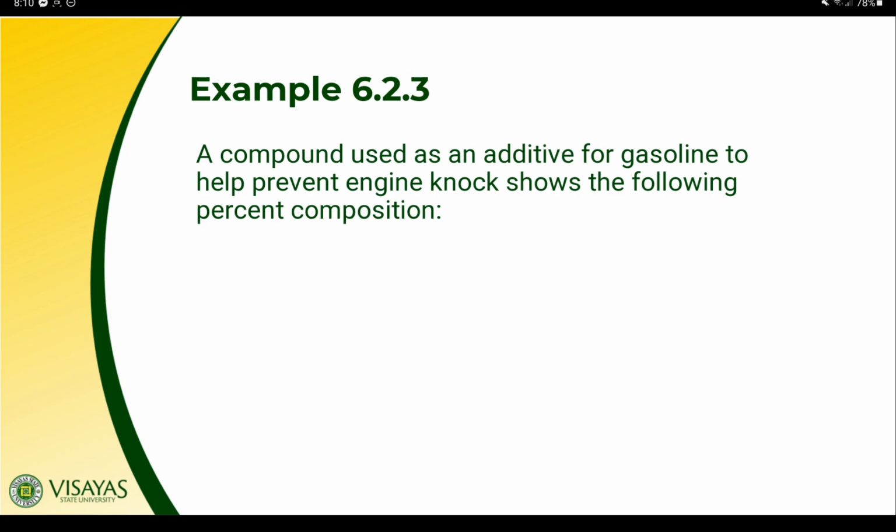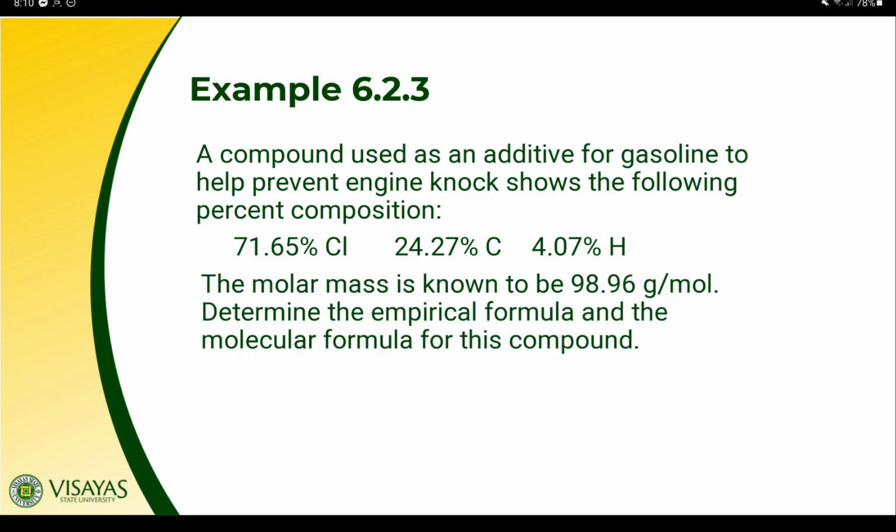A compound used as an additive for gasoline to help prevent engine knock shows the following percent composition. We have 71.65% chlorine, 24.27% carbon, and 4.07% hydrogen. The molar mass is known to be 98.96 grams per mole. Determine the empirical formula and the molecular formula for this compound.